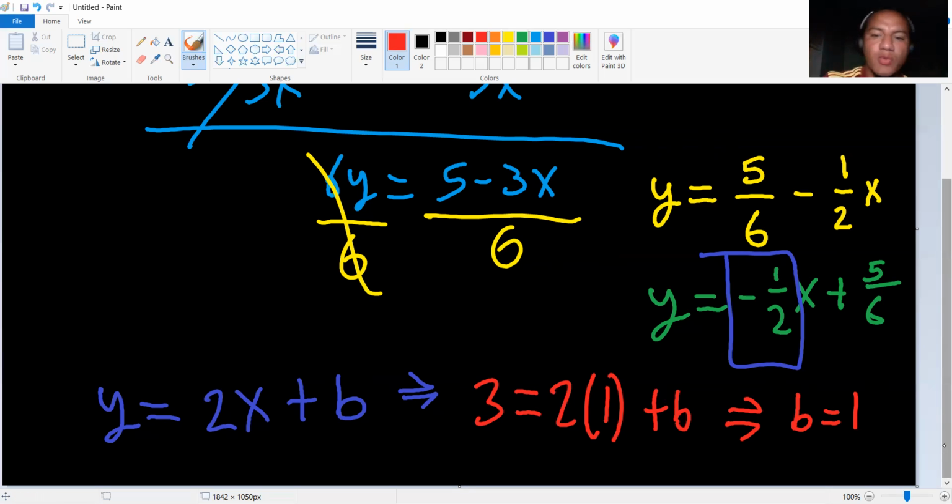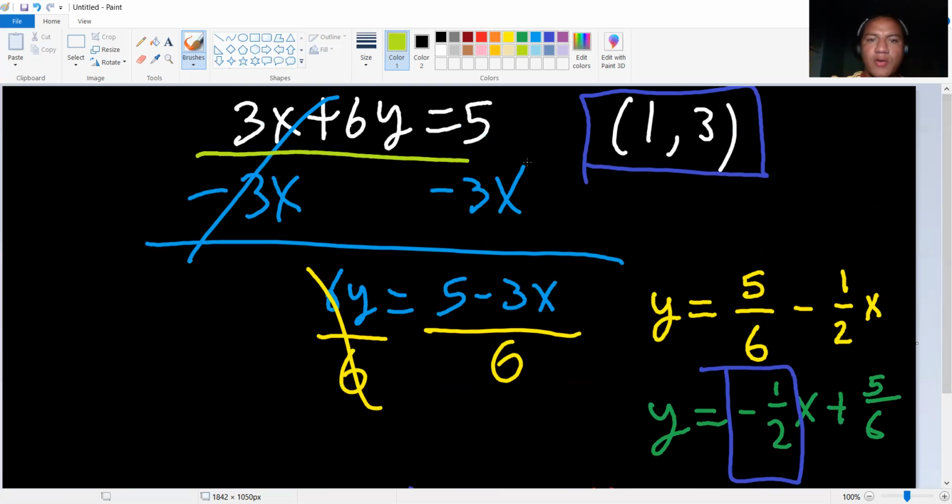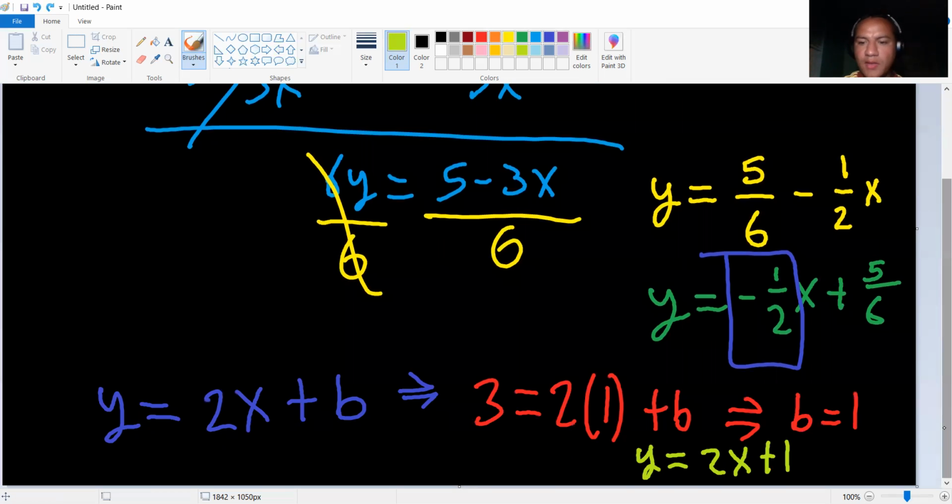And finally, your equation will be in bright green. Hopefully this is a good color. y equals 2x plus 1. That is the perpendicular line to this one, passing through the point (1, 3). And that's it. That's really all it is.